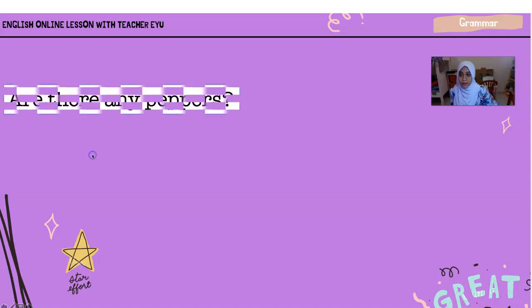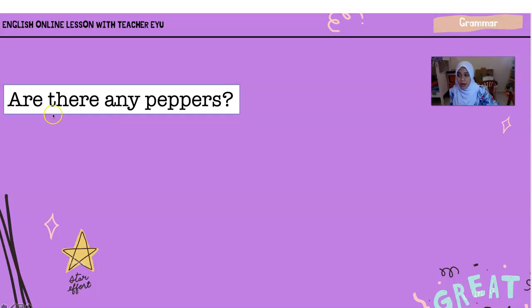Alright, so now let's go to the second sentence structure. Are there any peppers? Okay, now we use the word are. Just now tadi kita guna is. Now we use are. Are is for plural. Are kita guna untuk plural, untuk benda yang lebih daripada satu. Tadi is kita guna untuk benda tu satu saja. So are there any peppers means ada cili benggala tak?